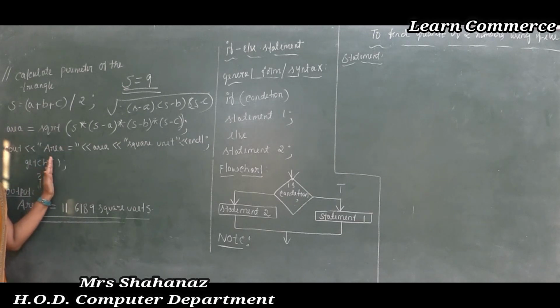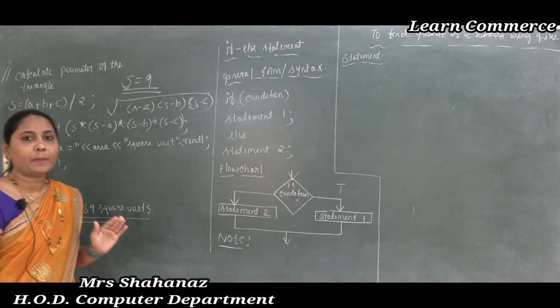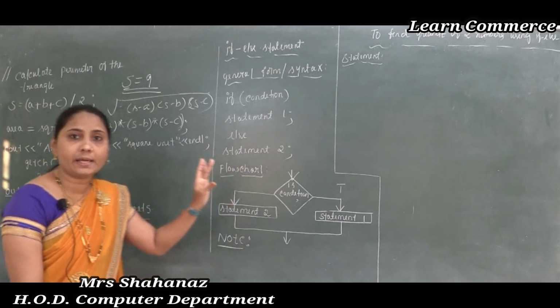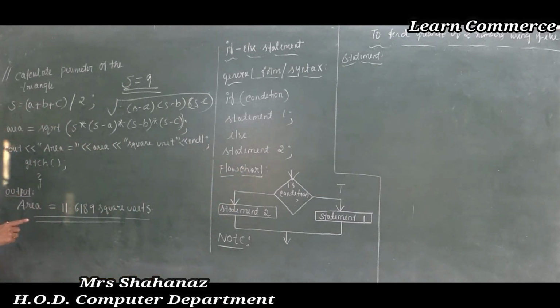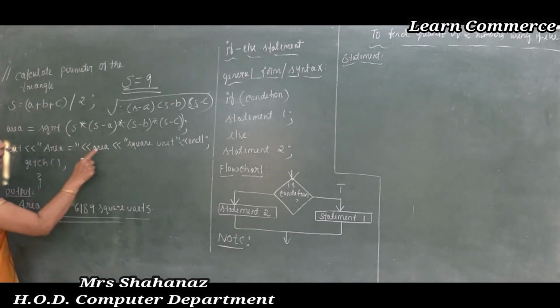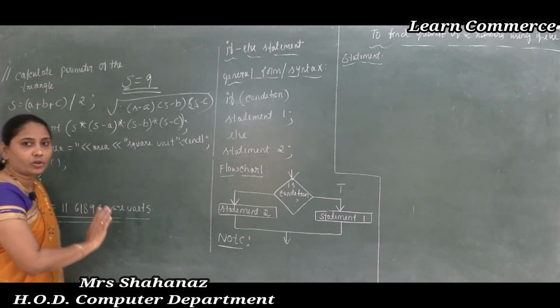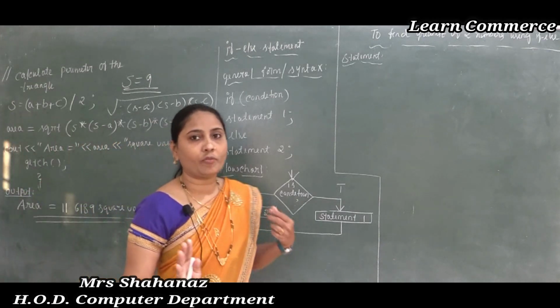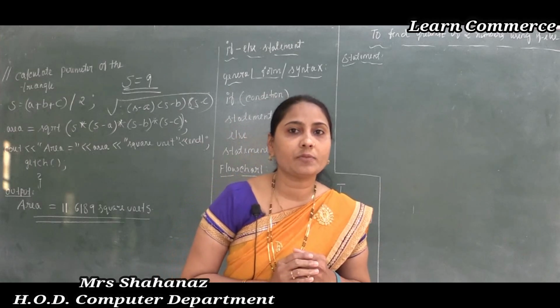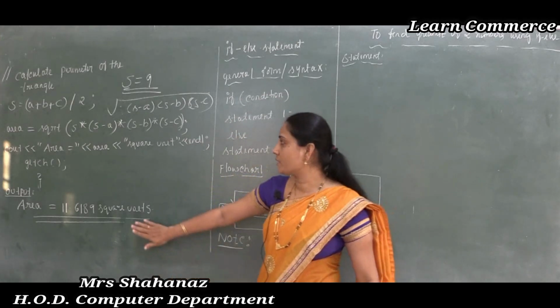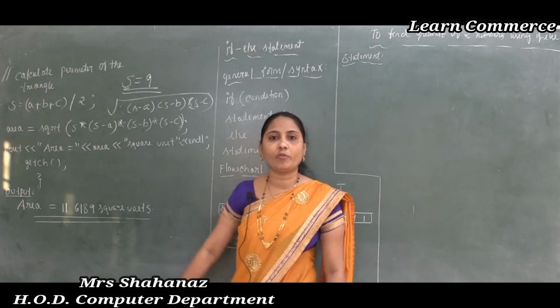Then we need to enter the values for the variables A, B, C here, and finally when you press the enter button, it displays the output: area is equal to 11.6189 square units. So clear this point now, how we get the answer for the area of a triangle. So this is the program about the area of a triangle.